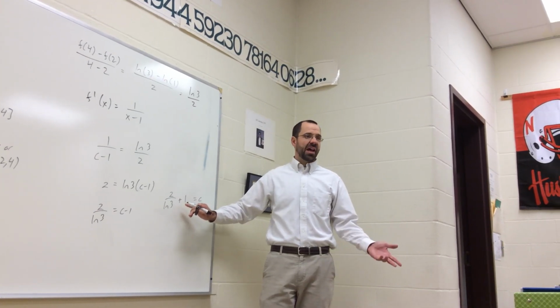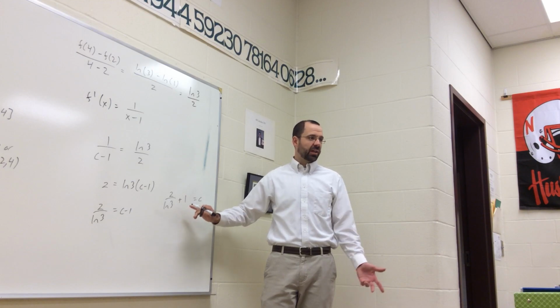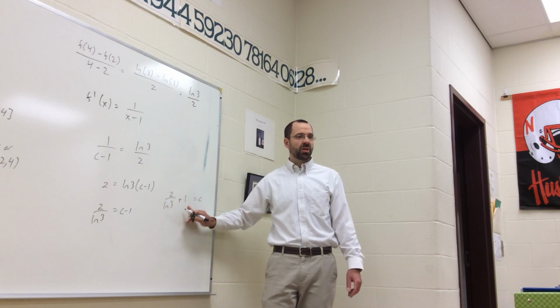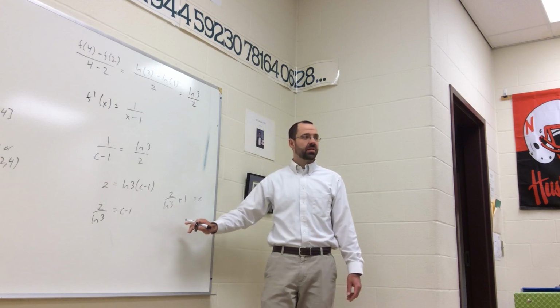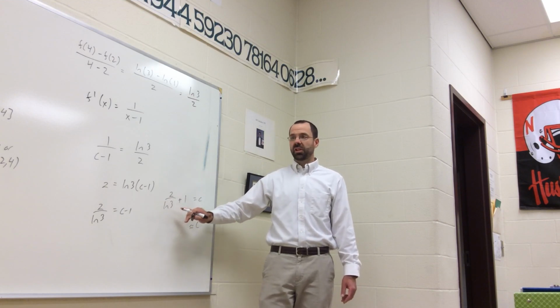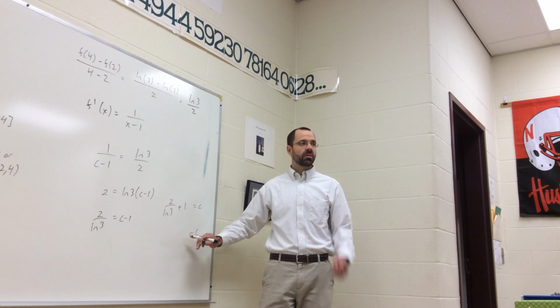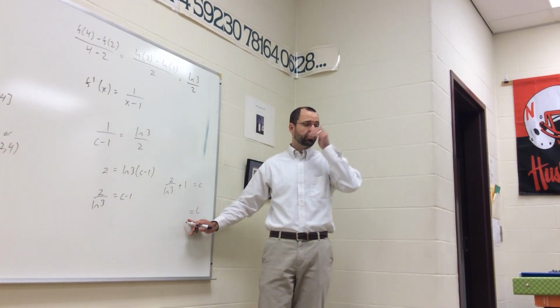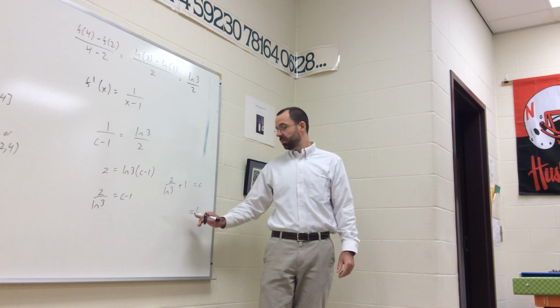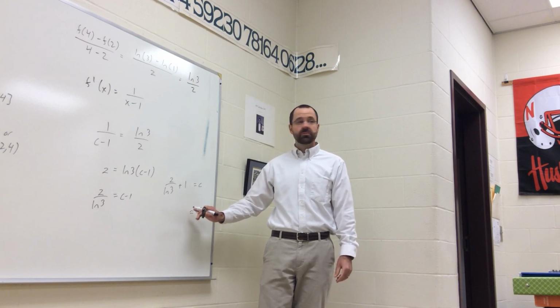So I was trying to be exact throughout that problem, and I accomplished it. But I'd like to know what this number is. So now let's round it to 3 decimal places. 2 divided by ln 3 plus 1. So what do we got?